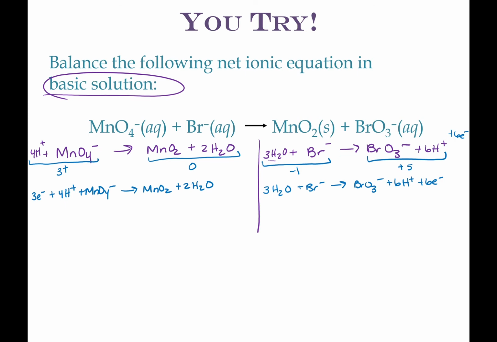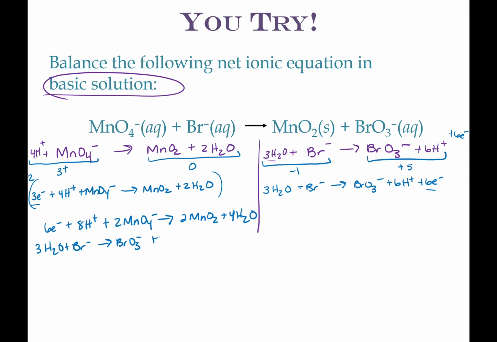So now we add them together, or what do we have to do first? Nope, we have to do something else first. I have 6 electrons here and 3 electrons here, so I need to multiply this whole equation by 2. So 6 electrons plus 8H plus 2 MnO4 minus goes to 2 MnO2 plus 4H2O. And we're going to add that to this one, so we say 3H2O plus Br minus goes to BrO3 minus plus 6H plus 6 electrons.